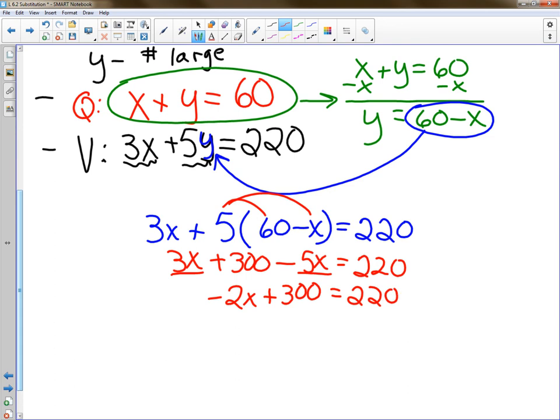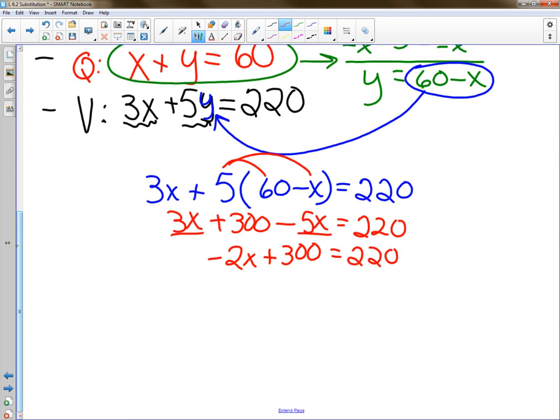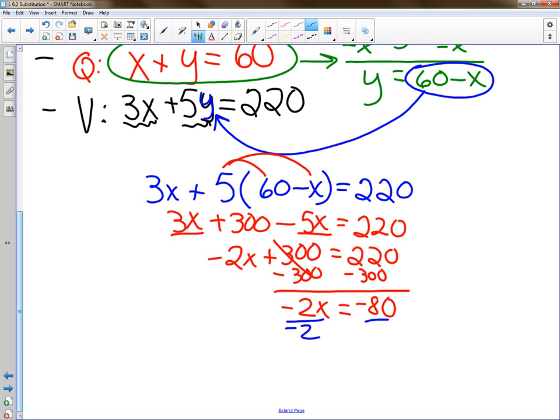Now at this point it might start to look like it's going to be wrong, but it's not. Keep going. Subtract 300 from both sides. You get negative 2x equals negative 80. The last step is to divide by 2 or negative 2, and you end up with x equals 40.